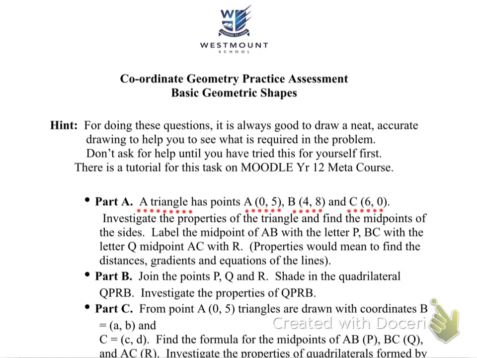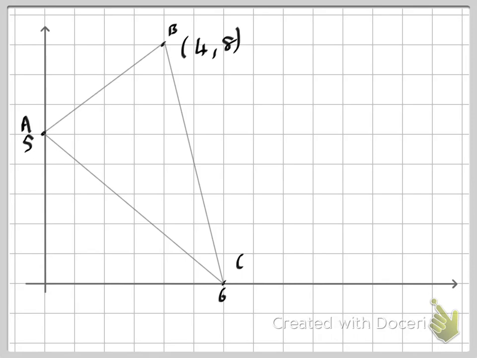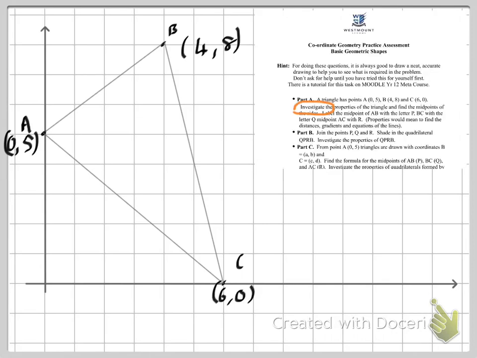We've got a triangle (0, 5), (4, 8), (6, 0). The best thing to do is to draw that triangle. So you whip it up, put those points in, label them A, B, C. You've got (0, 5), (4, 8), (6, 0). You're asked to investigate the properties of the triangle and find the midpoints.